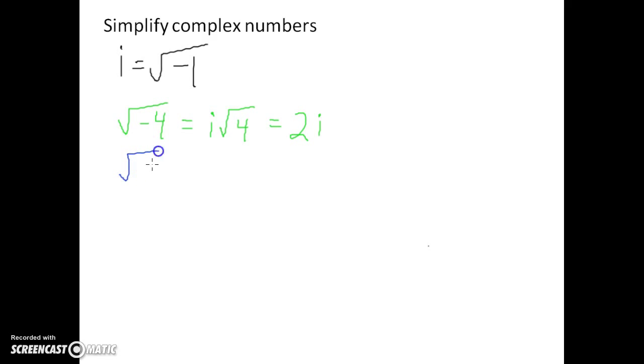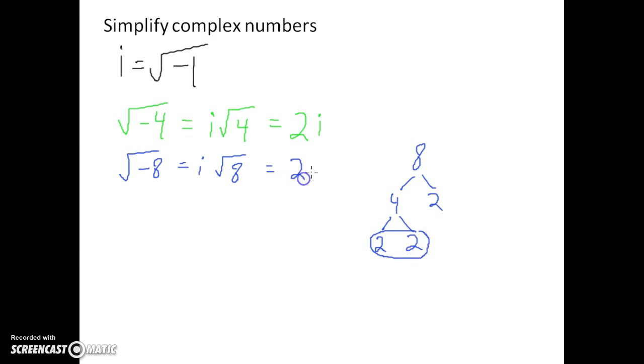Let's say we have square root of -8. We still have that negative inside, so we're going to take it out. But now 8 is not a perfect square. So off to the side, we make an 8, we make a factor tree. So what times what equals 8? So 4 and 2. 4 can be broken down more into 2 and 2. When we have this factor tree broken all the way down, we look for pairs. Pairs means one of those can come out, so one of those 2's can come out with the i. This other 2, it's going to stay inside the square root. So square root of -8 is 2i square root of 2.